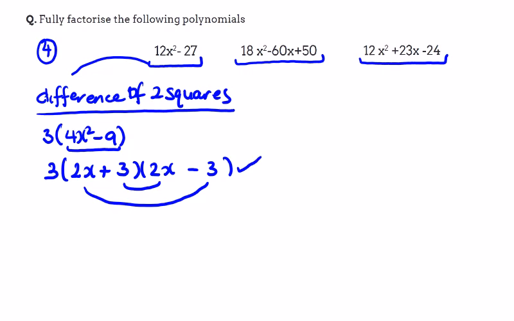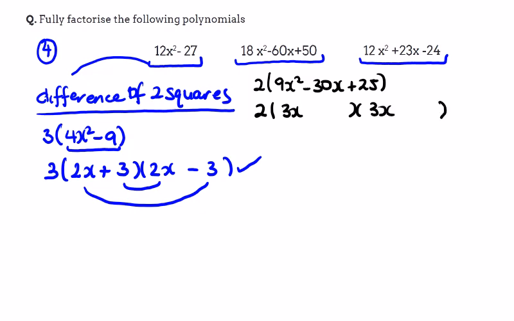Number 2, I'm going to divide by 2. That will leave me with 9x squared minus 30x plus 25. I can see that 2 is the highest factor that will divide in. So does this factorize? I'm going to try 3x by 3x first. If that doesn't work, I'll go to 9x by 1x.